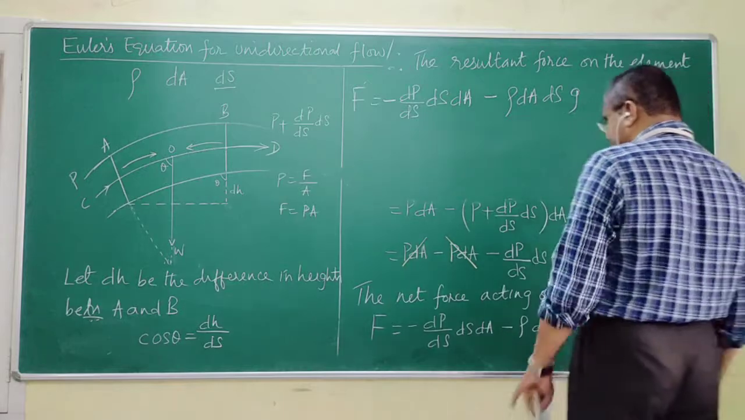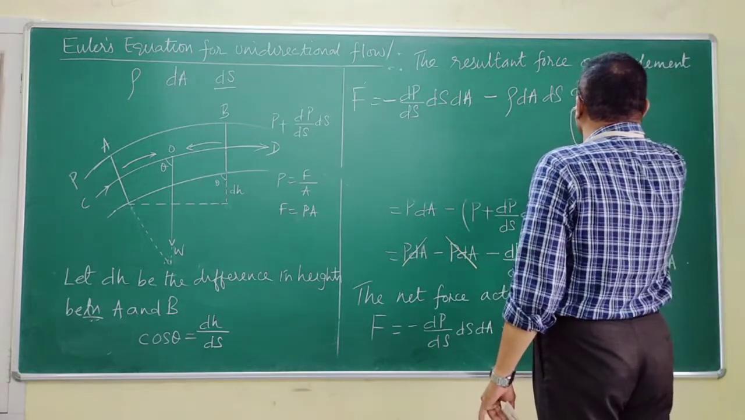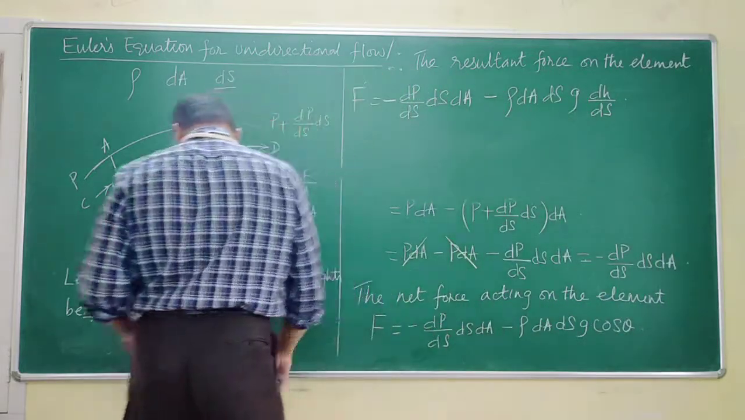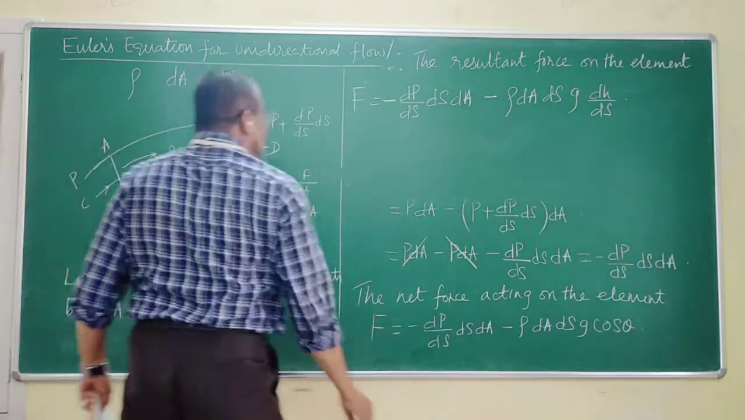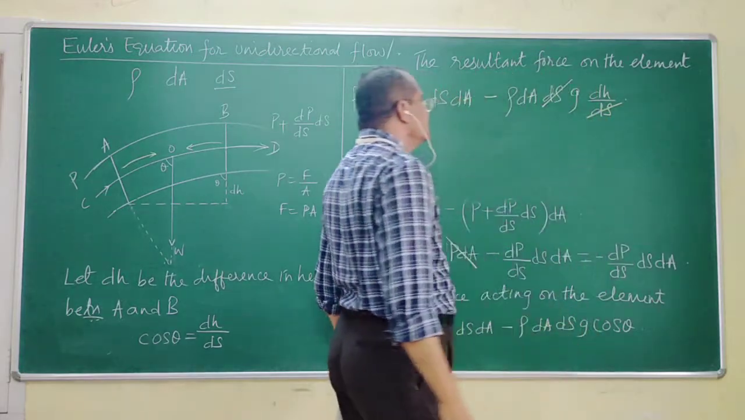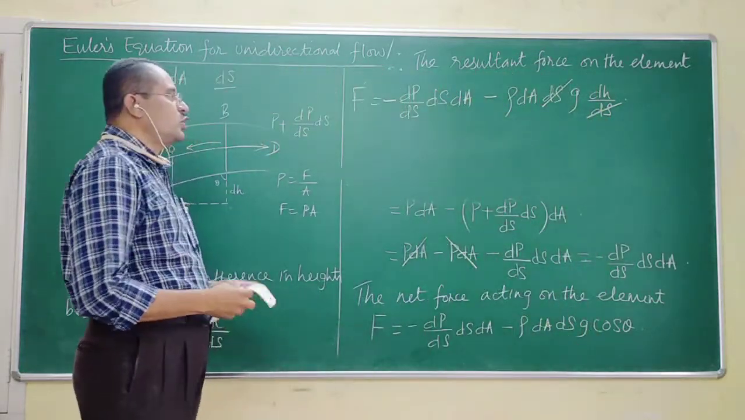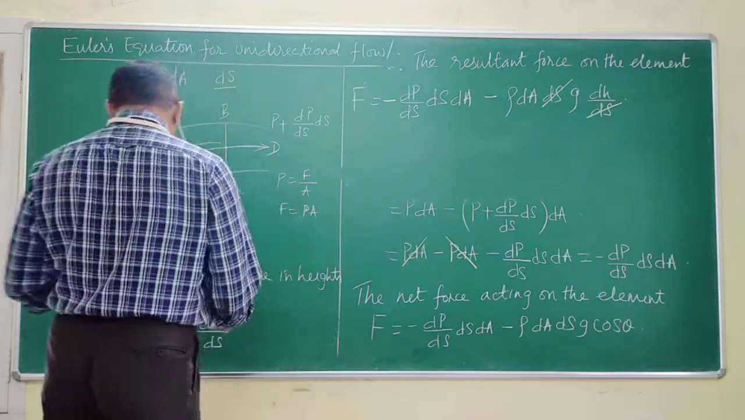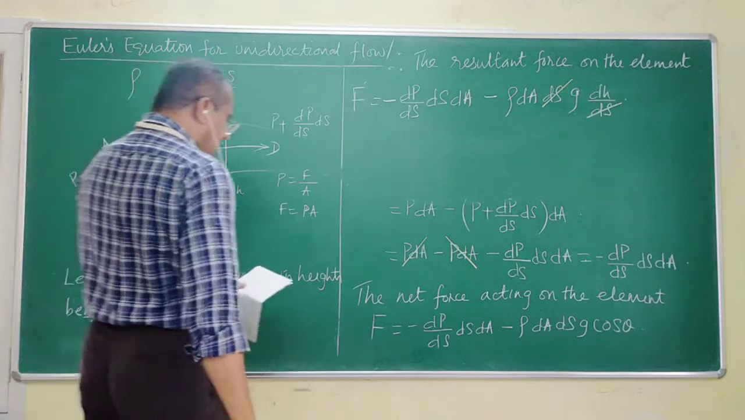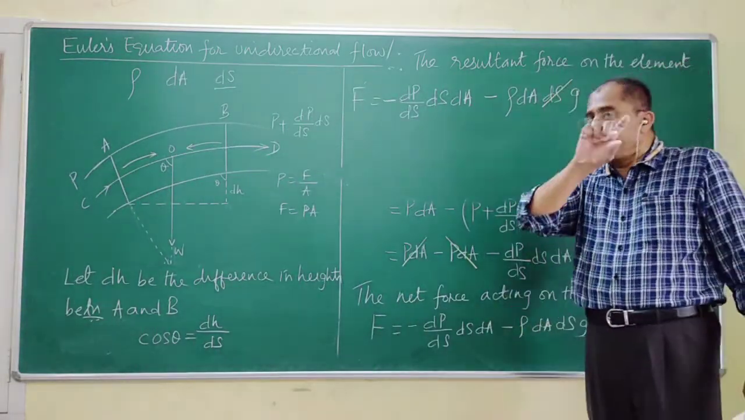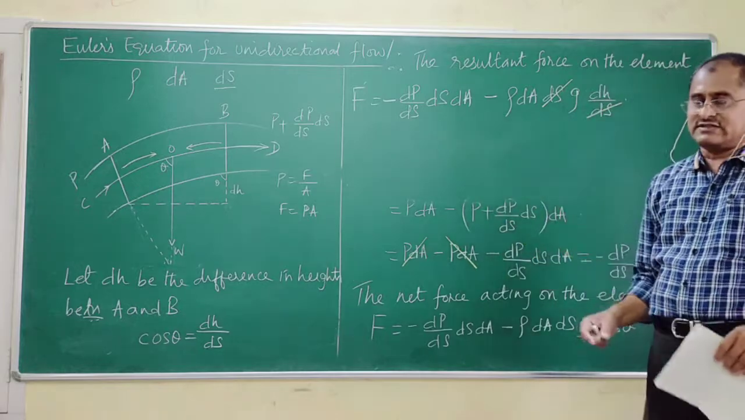In the place of cos theta, dh by ds. So I can strike off a ds and a ds, and I will get only that much: rho dA g into dh.